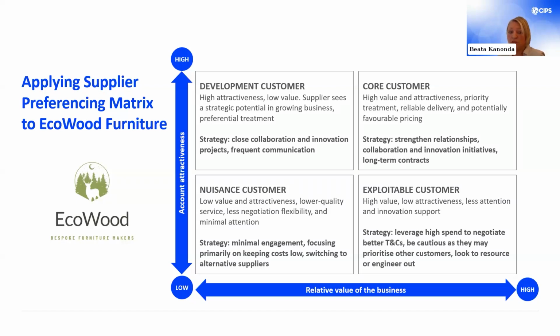Joanne should be cautious of suppliers who deprioritize EcoWood in favor of more strategically important customers. Early warning signs could include slower response time or reduced flexibility. In such cases, EcoWood may need to consider finding alternative suppliers or diversifying its supply base.